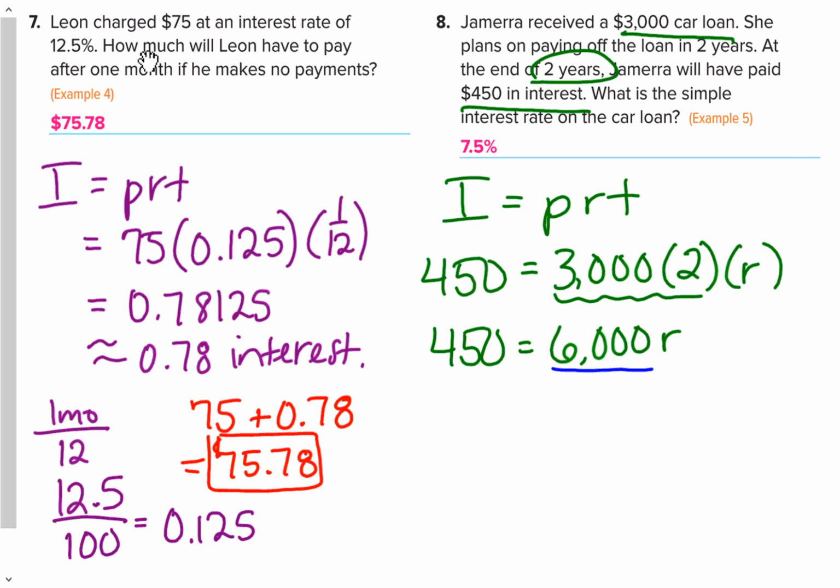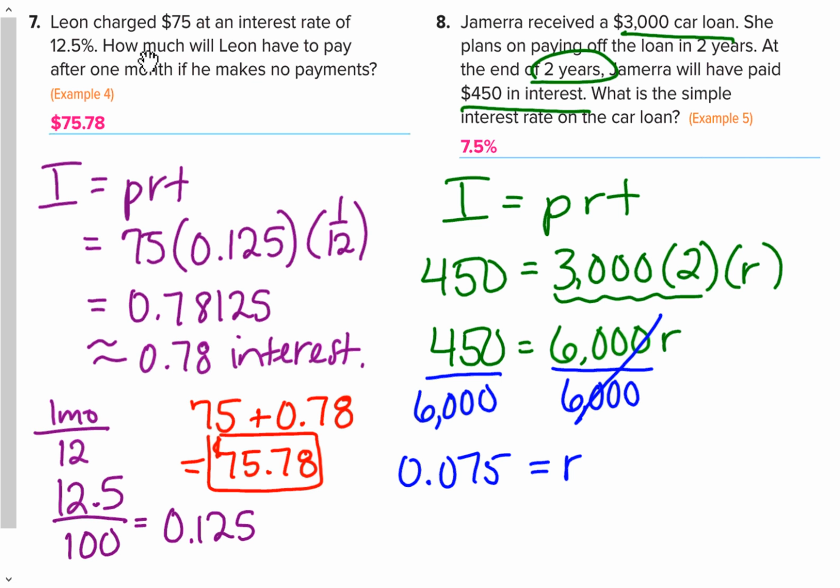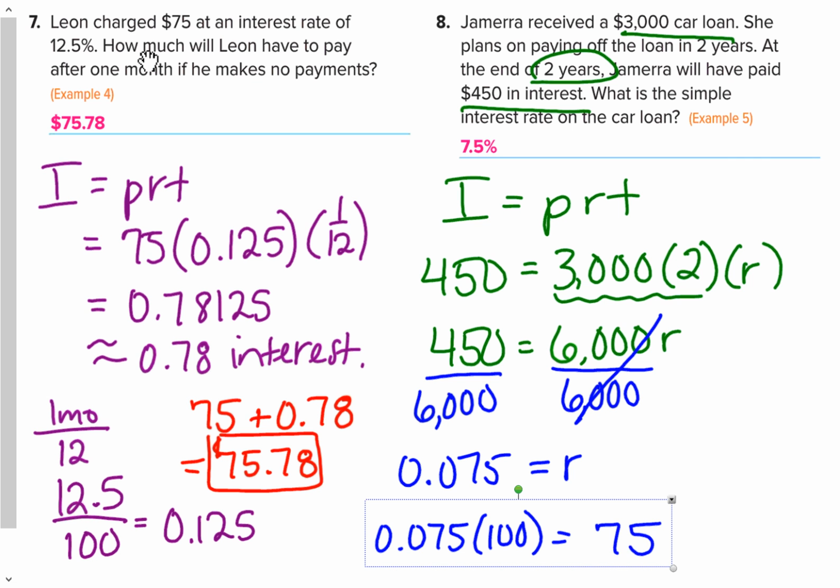Now we can divide by 6,000 on both sides, just so that we can get R by itself. So 450 divided by 6,000 was 0.075. And remember, your rate is a percentage. So let's take this and then multiply it times 100. So that's going to equal 7.5%.